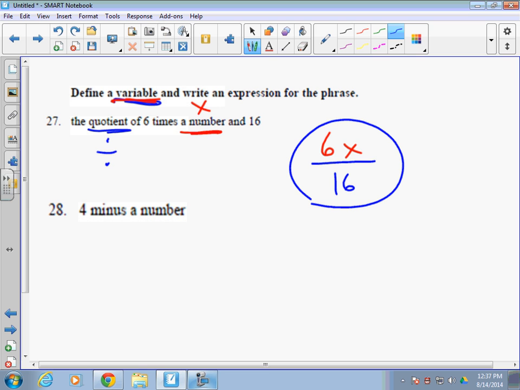28 is a whole lot easier. We know what this means, minus. That means to subtract. So 4 minus, again, a number. You can use any letter you want. A lot of times people will use the letter n, but x is a very common one. 4 minus x.